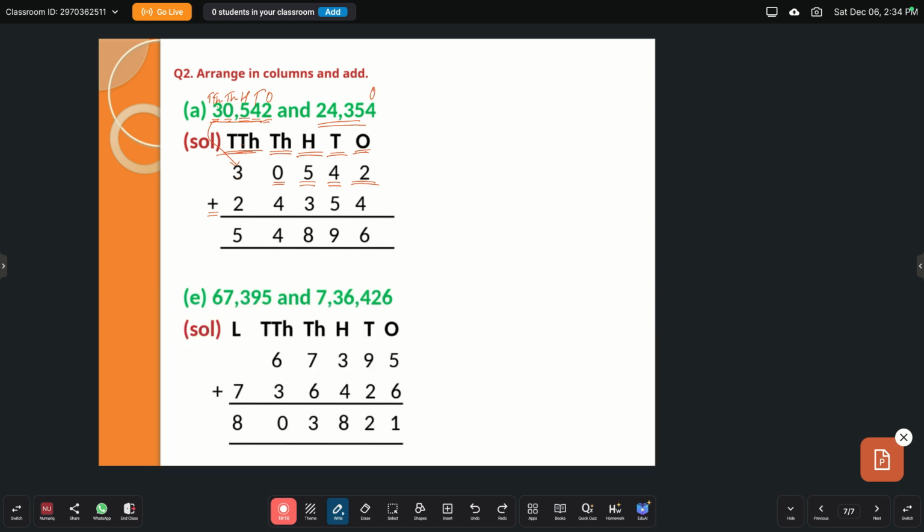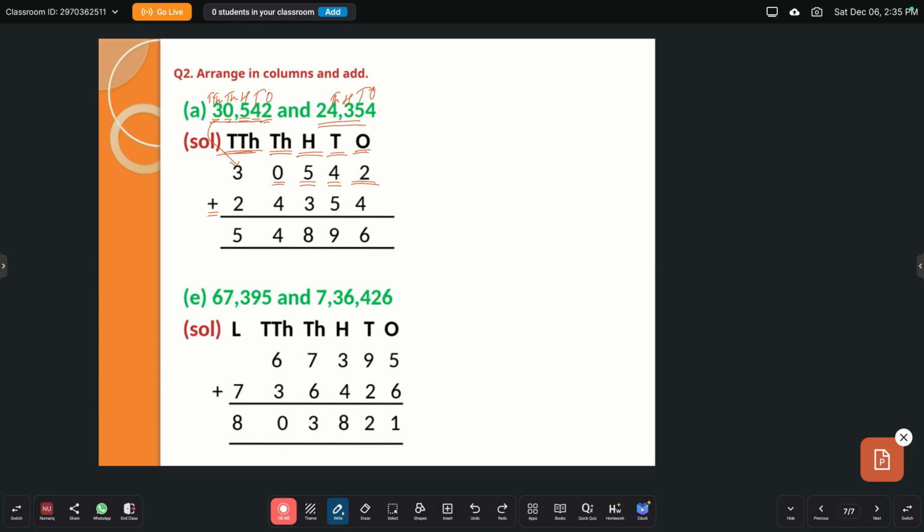Okay? This is ones, this is tens, this is hundreds, this is thousands, and this is 10,000s. Okay? It's same as the first addend. So I have to write this 2 in the 10,000s column, 4 in thousands column, this 3 in hundreds column, this 5 in this tens column, and this 4 in ones column. Now, what I have to do is that I have to add these two addends.